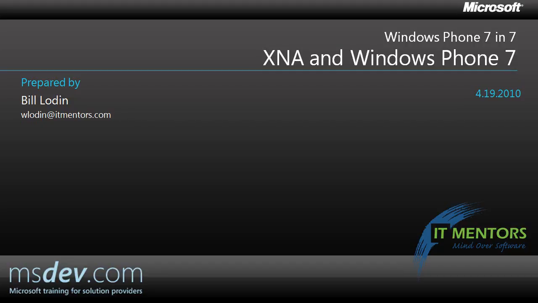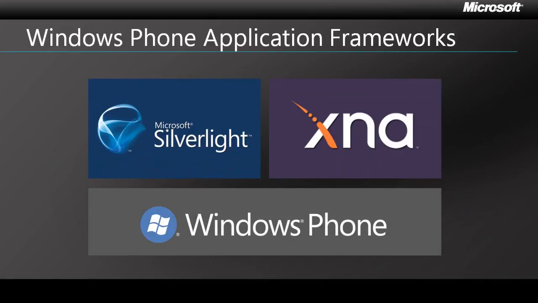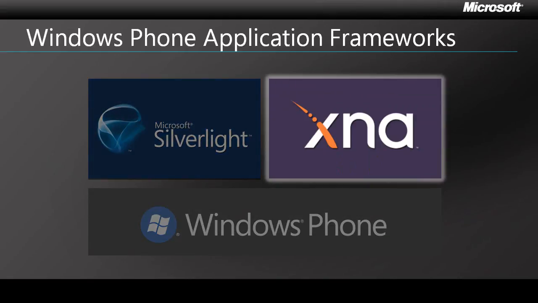My name is Bill Loden, and I'm going to spend the next few minutes showing you how you can use Microsoft XNA to build a game for Windows phones. XNA is one of two platforms that you can use to develop for Windows Phone. In this session, we'll be focusing on just XNA, but keep in mind that you can also use Silverlight to build applications, even games, for Windows Phone.